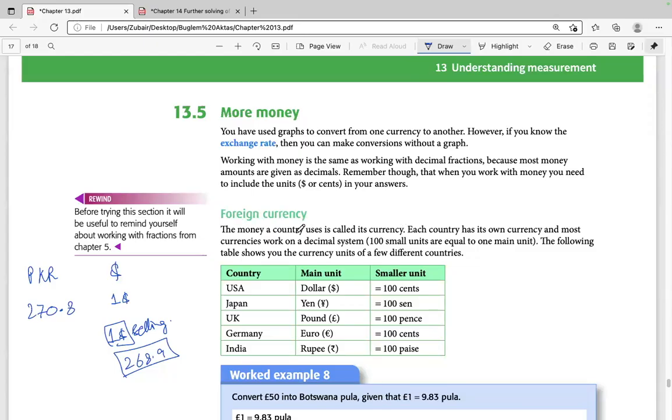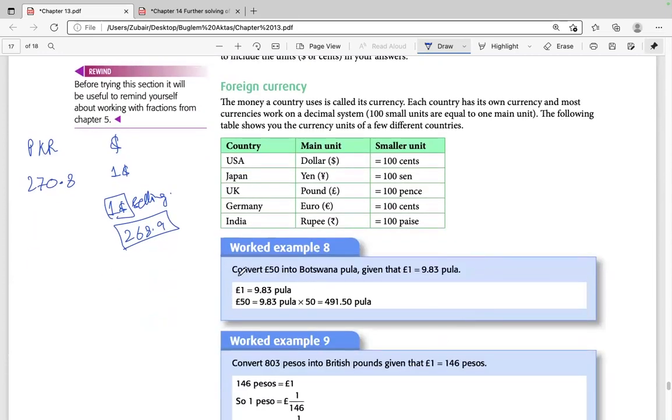Okay. So foreign currencies and an example: dollars 100 cents, yen 100 cents, pounds 100 pennies, euros 100 cents again, and rupees 100 paisa. Worked example. Convert 50 pounds into Botswana Pula, given that 1 pound is equal to 9.83 pula. So unitary method, simple unitary method. So 1 pound is 9.83, 50 would be 9.83 times 50. And we get that answer.